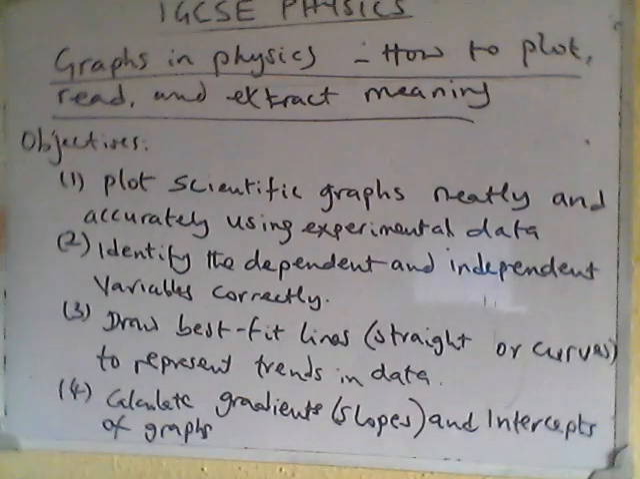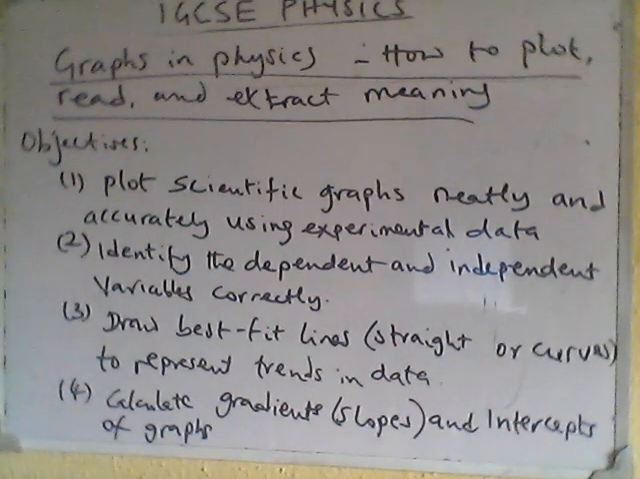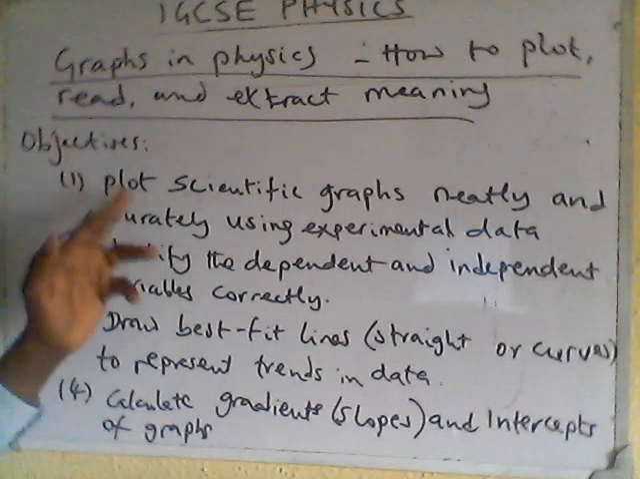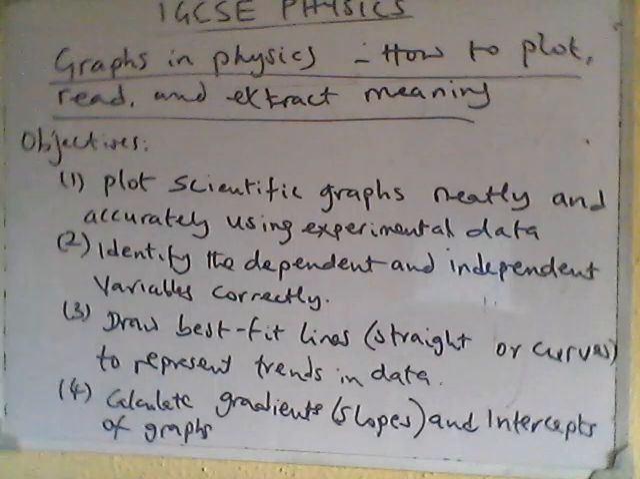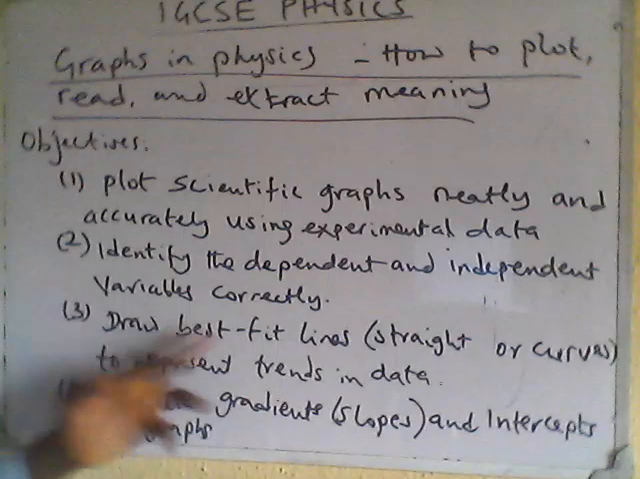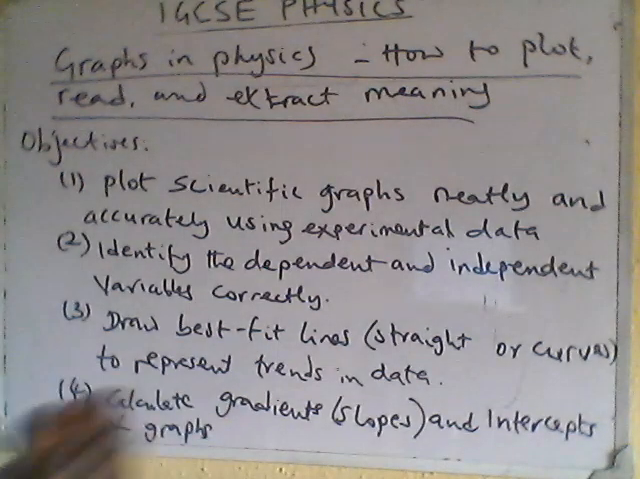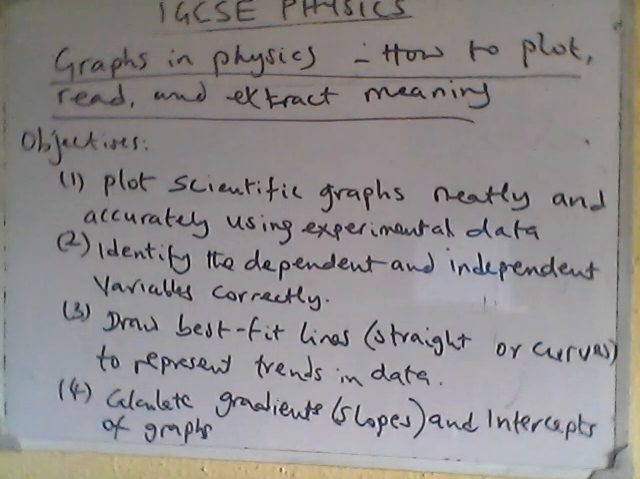So we're going to be looking at the following objectives in this lesson. The first is to plot scientific graphs neatly and accurately using experimental data. Second objective is to identify the dependent and independent variables correctly. Thirdly is to draw best fit lines, straight or curves, to represent trends in data. And fourthly, to calculate gradient, slope, and intercepts of graphs.